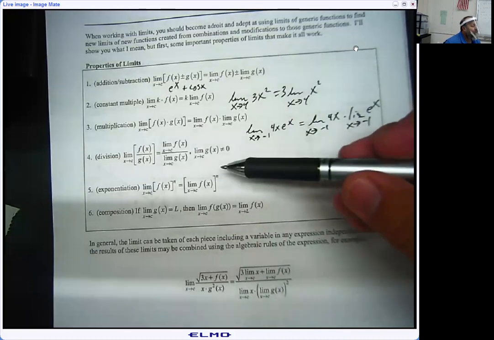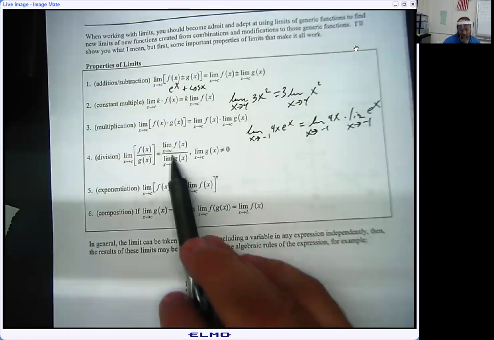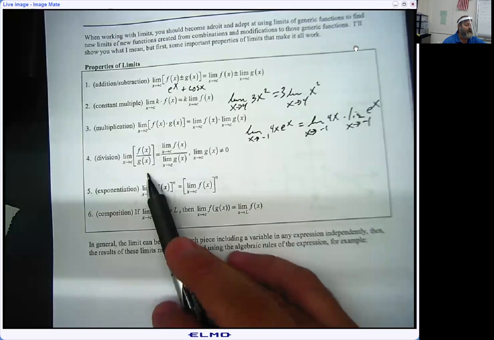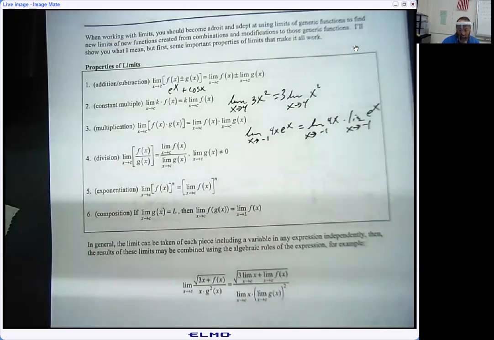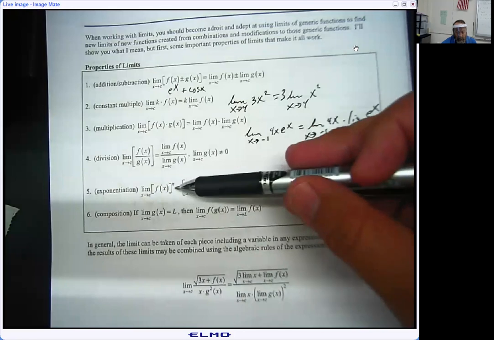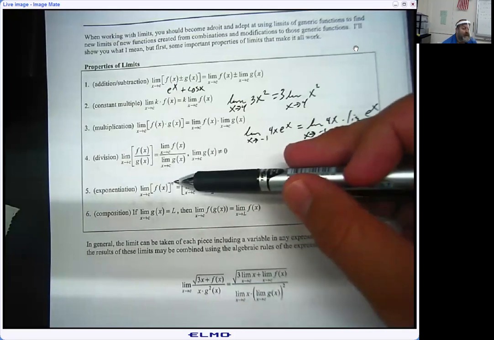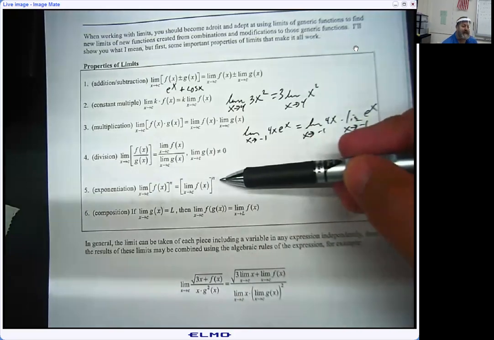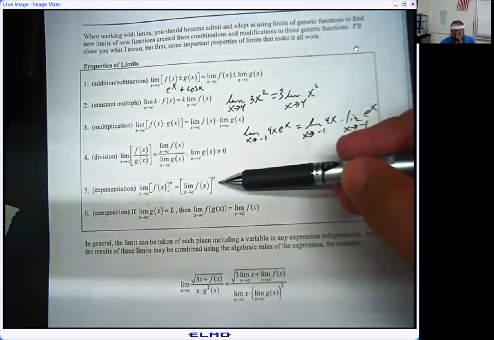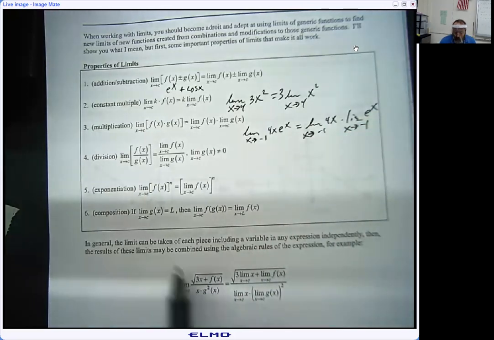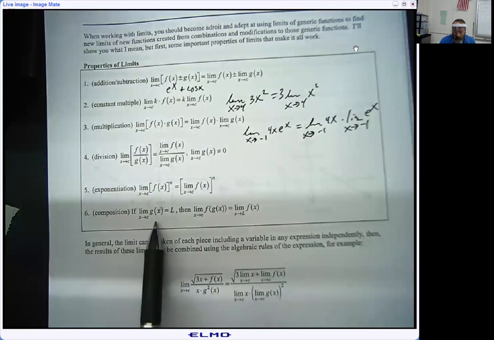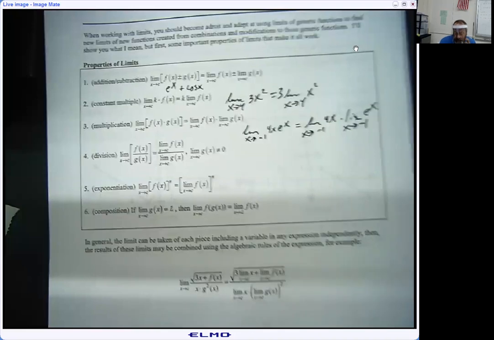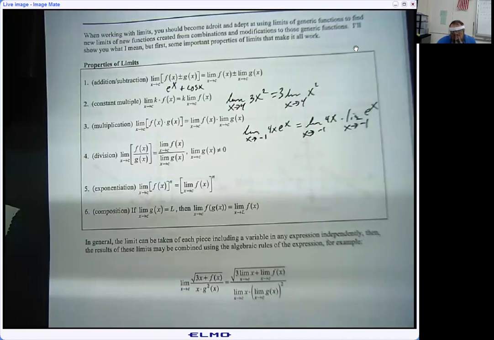I'm not going to waste your time by literally writing examples of each, but what does this one say? Same thing. If you have a rational expression, you could do the top limit, you could do the bottom limit, and then divide the two answers, and that would be fine. Notice this one, the limit of an exponent. Just take the limit and then take the exponent. You see how that works? There are some nice little things that you can do. And in the composite right here, if the limit as x goes to c of g is L, then the limit of f of g of x would also be the same, okay?